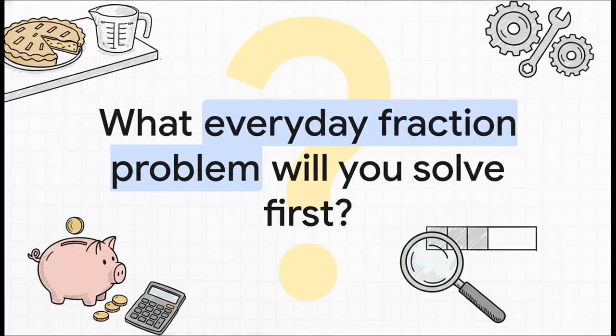And there you have it. You now know the how, and more importantly, the why. It all comes down to those 2 stories, taking a part of a part or seeing how many groups fit. The tools are simple, and now you know how to read the signs. So look around. Your kitchen, your workshop, your budget. What fraction problem is out there just waiting for you to solve it?